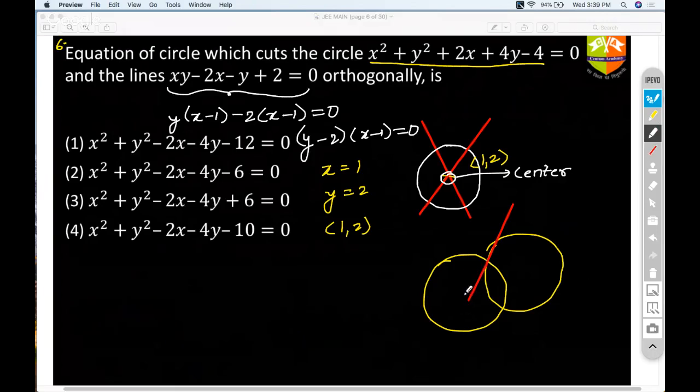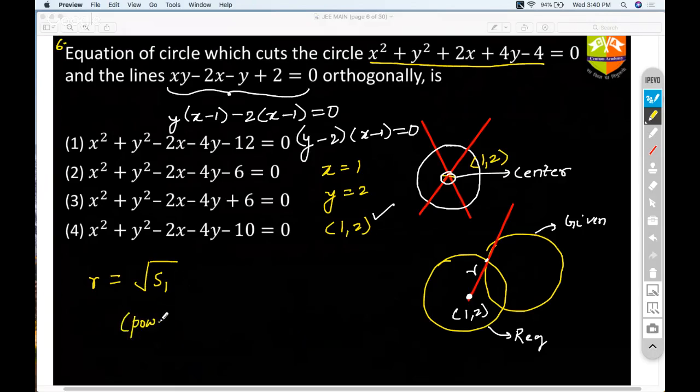So this line must pass through the center of the required circle. So this circle is the required circle, this circle is the given circle, correct? Okay, so this point is 1 comma 2, we have already figured out over here. So in order to find the radius, I'm just going to find the length of the tangent drawn from 1 comma 2 to the given circle, that is x square plus y square plus 2x plus 4y minus 4. That length would be under root of S1. So your radius R will be under root of S1, which we call the power of the point with respect to the circle.